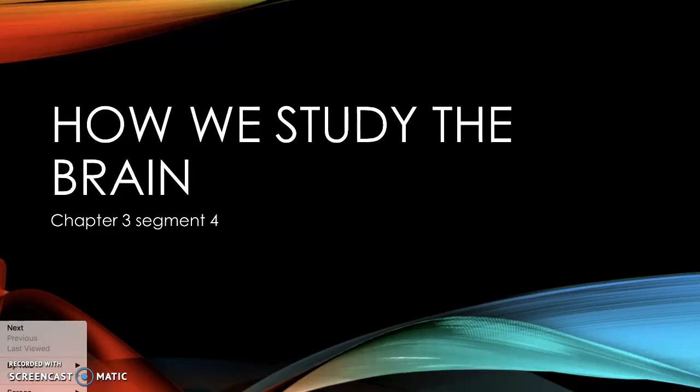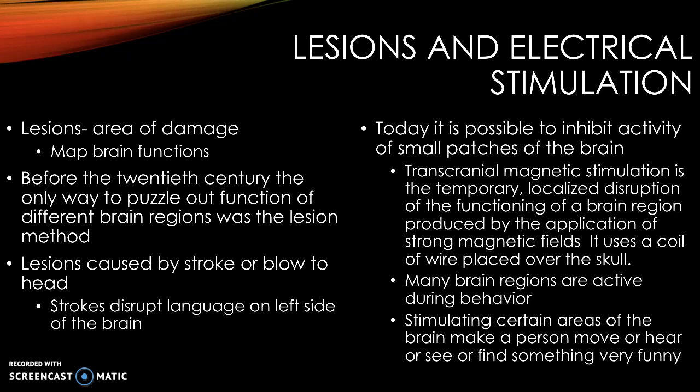How we study the brain. Lesions and electrical stimulation. Lesions are areas of damage. They map brain functions, and before the 20th century, the only way to puzzle out the function of different brain regions was the lesion method.